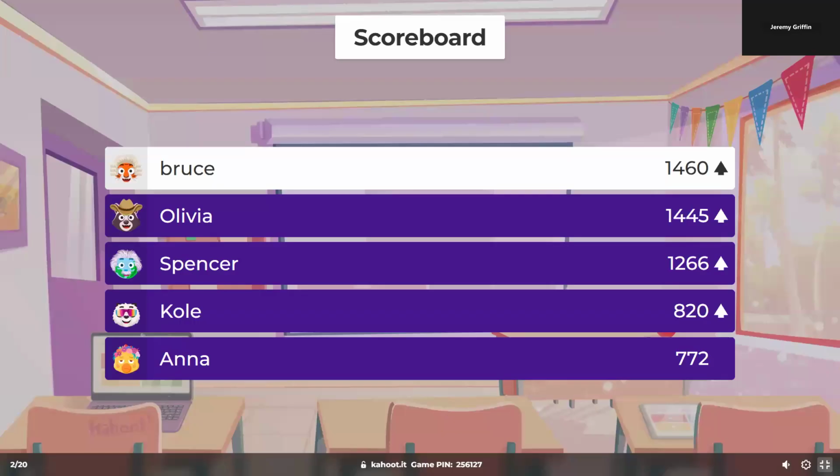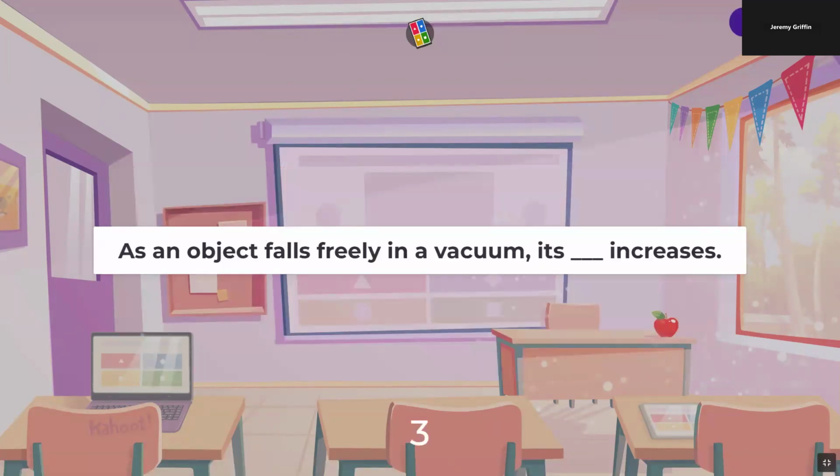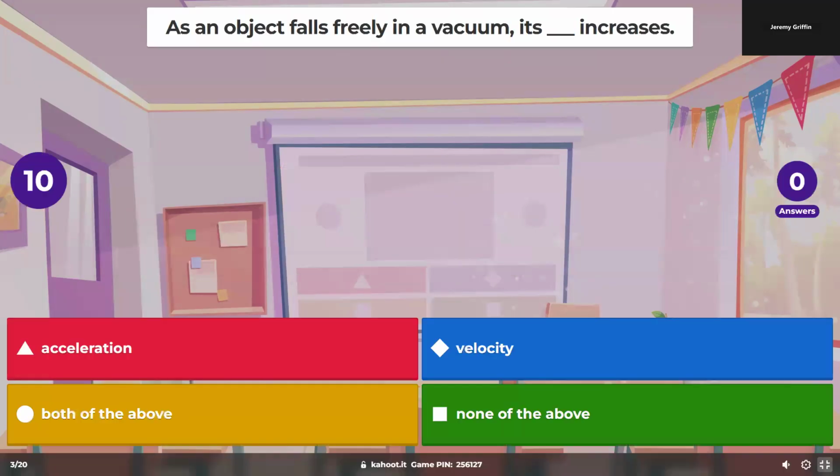It's just going. All right, so we got Anna, Cole, Spencer, Olivia, Bruce. An object falls freely in a vacuum. What increases?